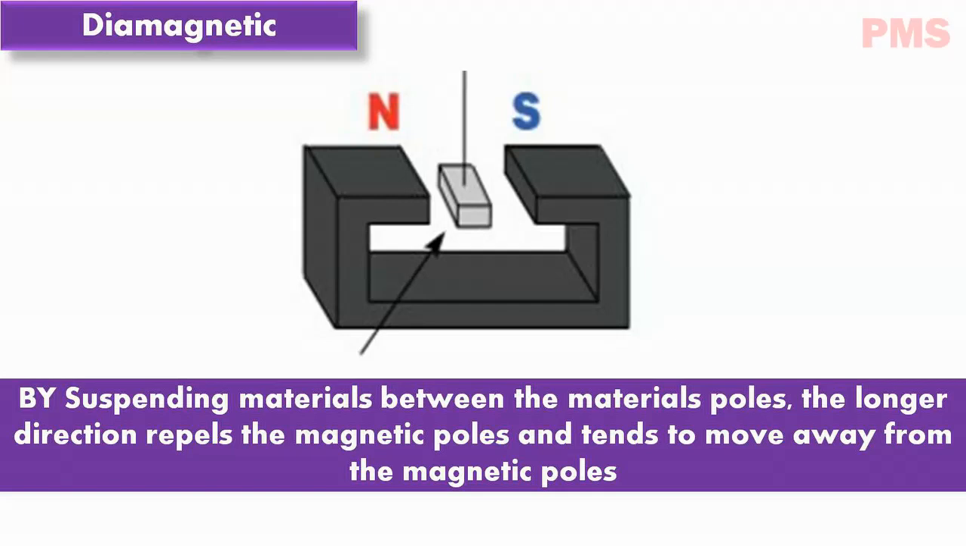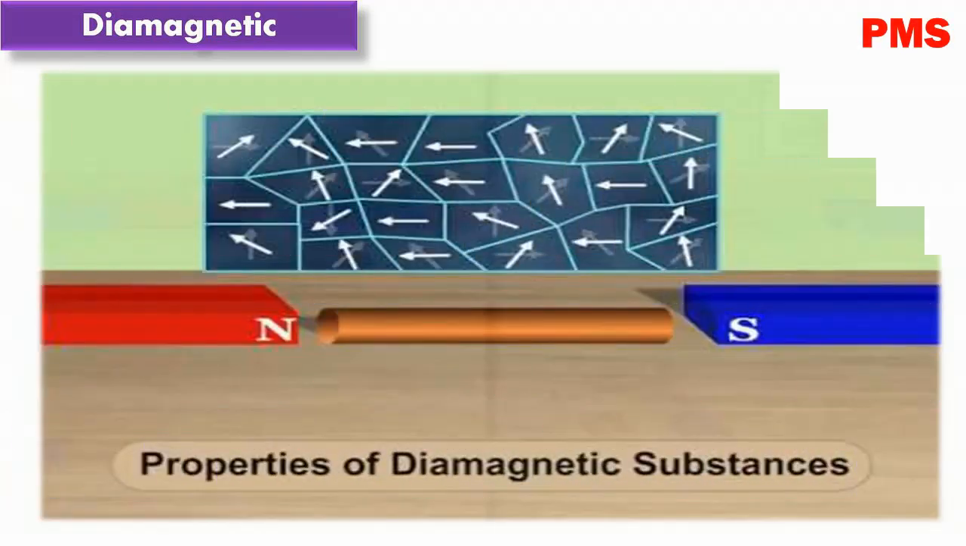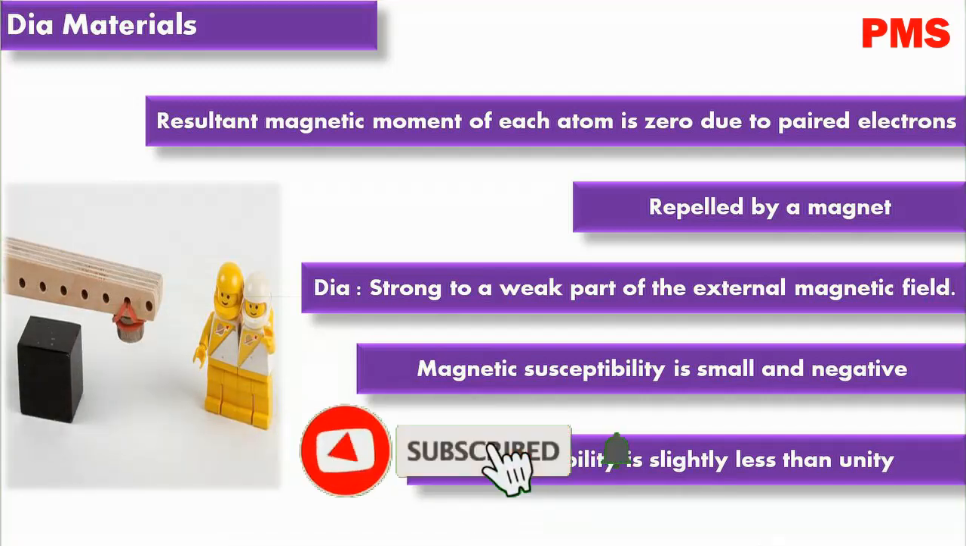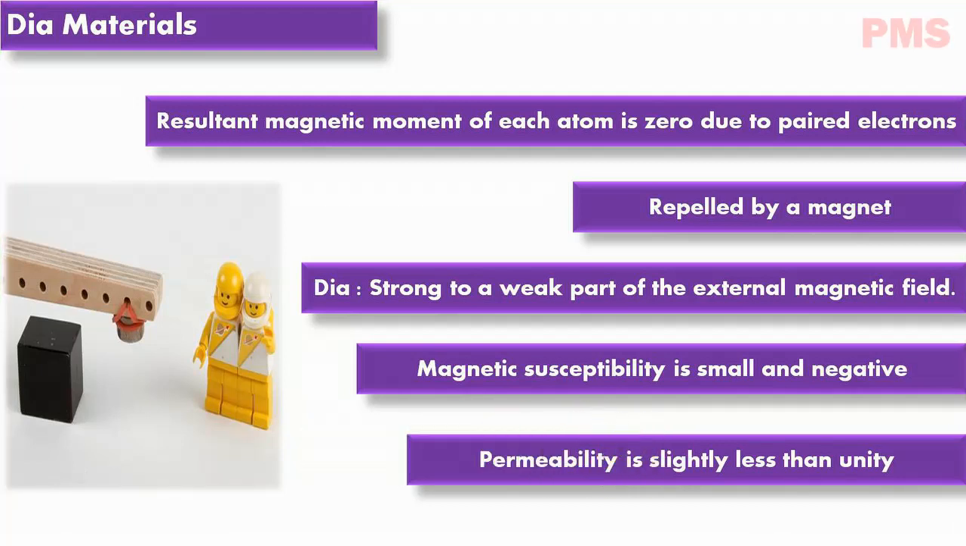When an external magnetic field is applied, dipoles are induced in the diamagnetic material in such a way that the induced dipoles oppose the external magnetic field, according to Lenz's law. Thus, all materials whose atoms contain paired electrons show diamagnetic properties. There are no atomic dipoles in diamagnetic material because the resultant magnetic moment of each atom is 0 due to the paired electrons. Diamagnetic materials are repelled by a magnet.